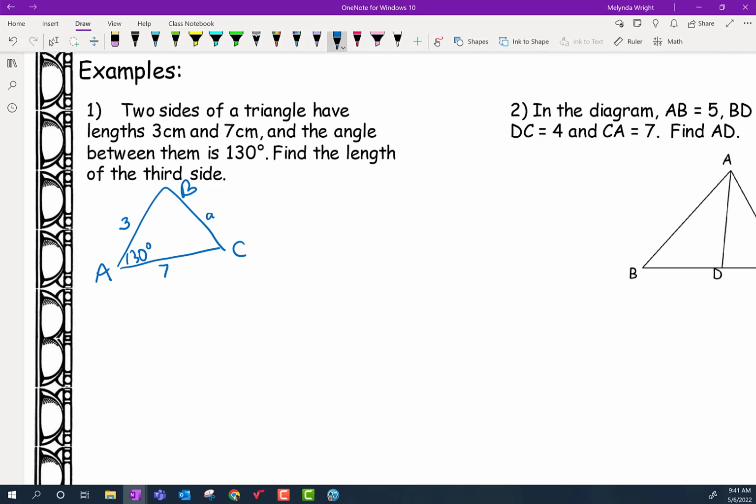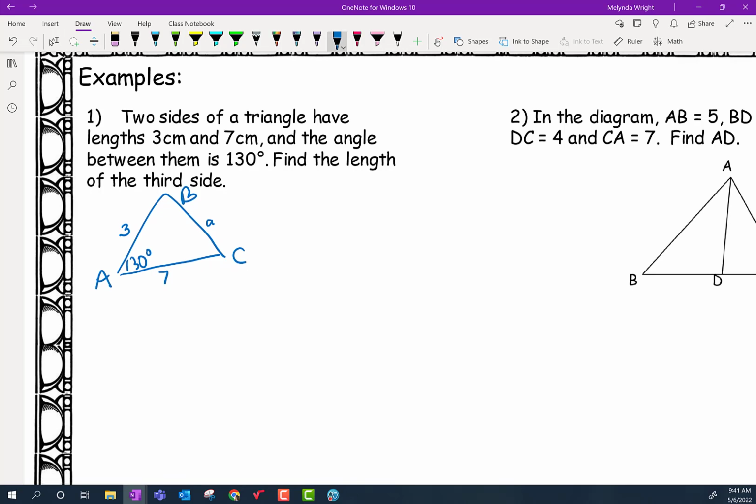All right, so let's write our formula up here. You're not going to have to memorize it yet. I'm sure in pre-calc you'll need to memorize it. But for us, we don't need to memorize it. We just need to know how to use it.